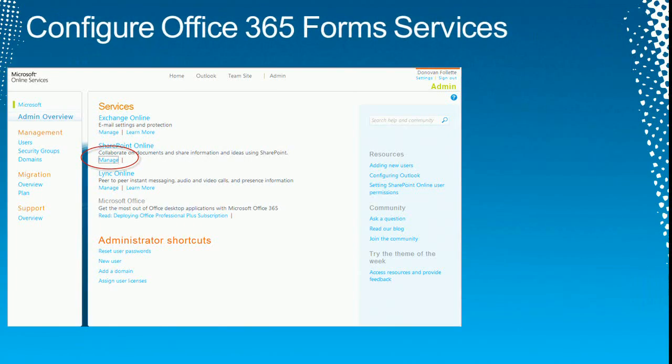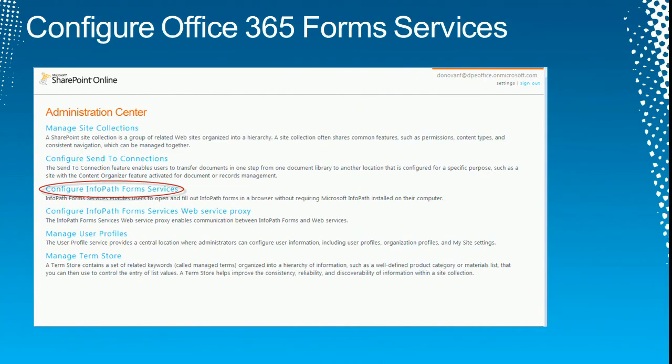One of the things that you have to do in Office 365 before you can use the InfoPath Form Services is make sure that you configure them. The configuration part is fairly easy. There's a portal. You go to the portal, go to Manage, and then use the link to configure InfoPath Forms Services before you use that. This is no different than what you saw in the on-premises environment, but it's essential that you do this before you can use it in the SharePoint Online environment as well.